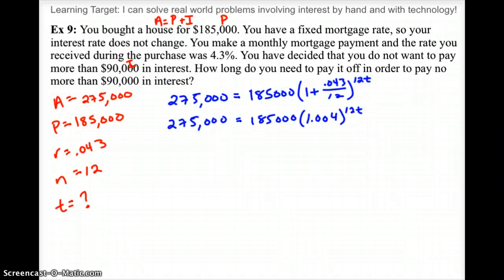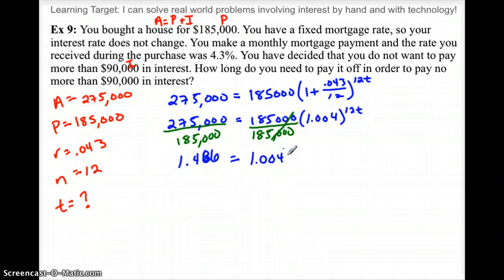Now, maybe the next thing that looks good to do would be to divide by 185,000. Okay, so 275,000 divided by 185,000. I'm going to round to 3 decimal places. 1.486, and that's going to equal the 1.004 to the 12t.